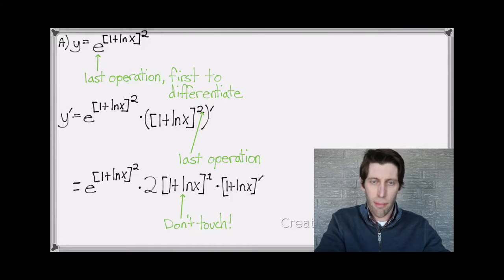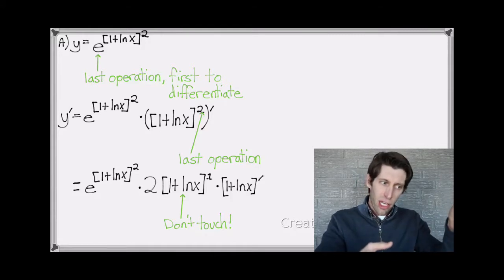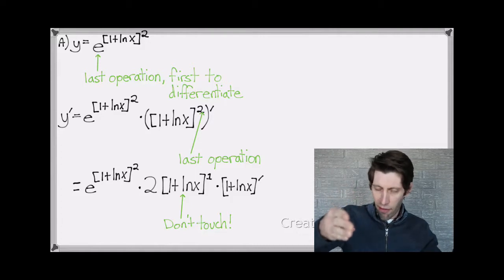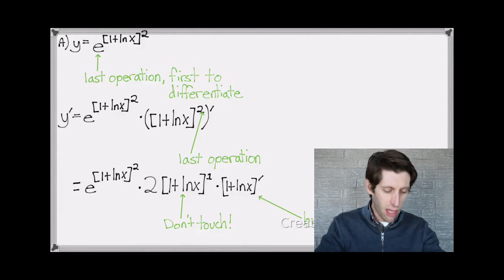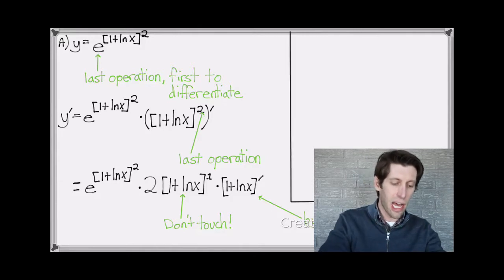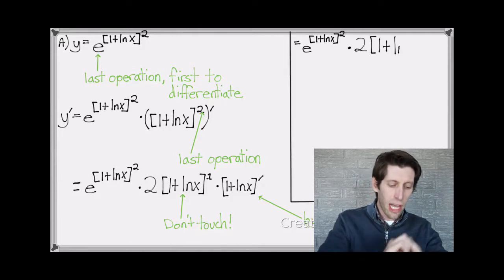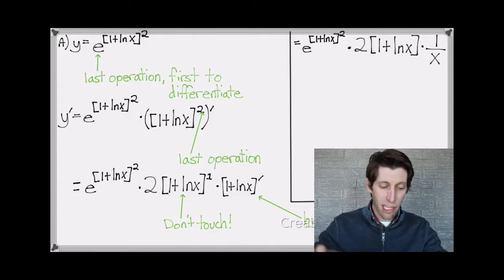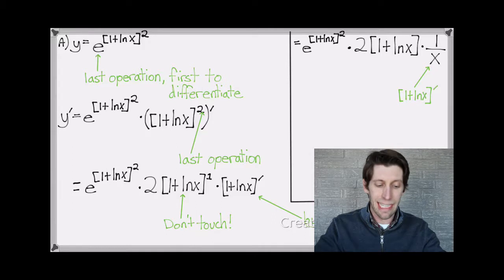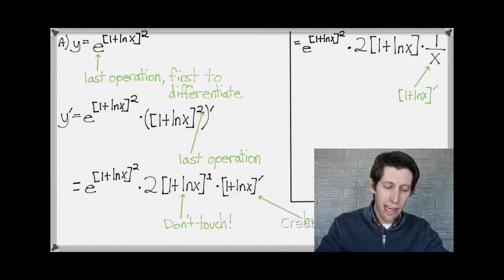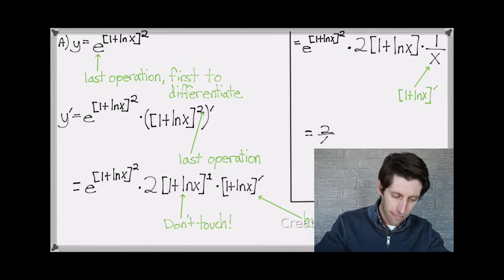And this is a sum rule. The last operation that would take place here is that addition. So we differentiate the 1, we differentiate the ln of x, and then we add those two derivatives together. Now we're going to start back up on the next line here. And what that's going to look like is everything that didn't have a prime on it looks exactly the same. The only thing that changes is this very last term here. And what that is, is the derivative of 1 plus ln of x.